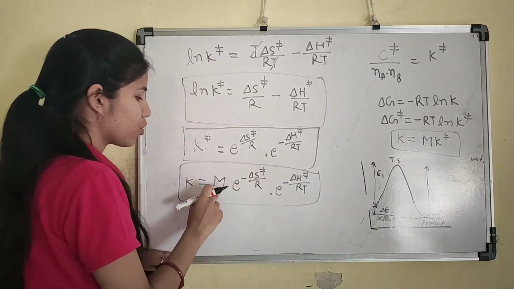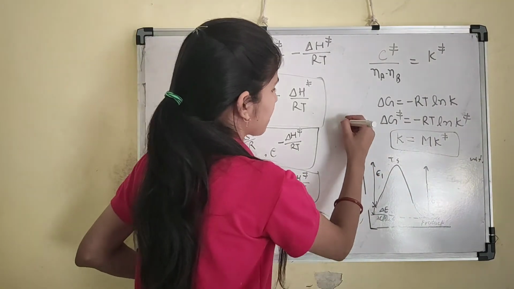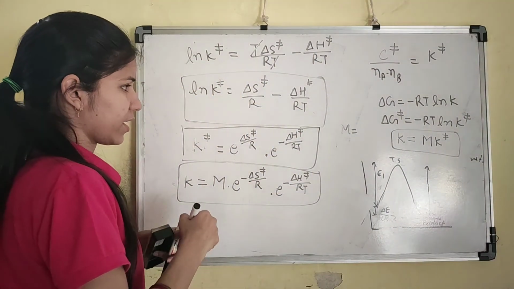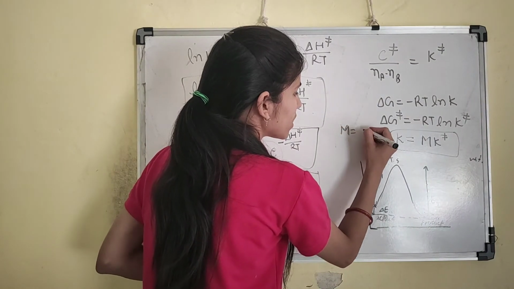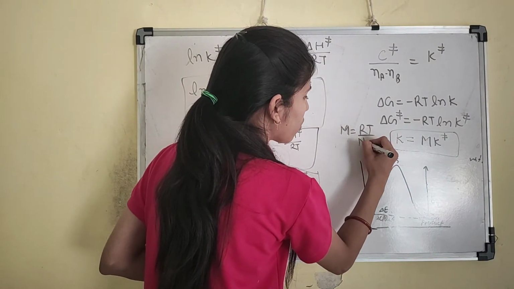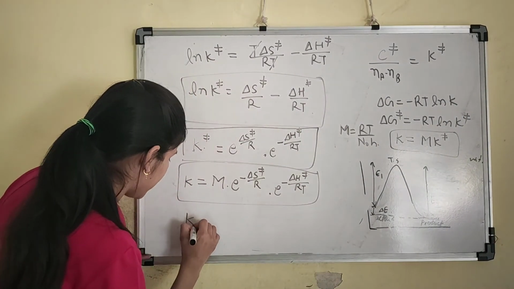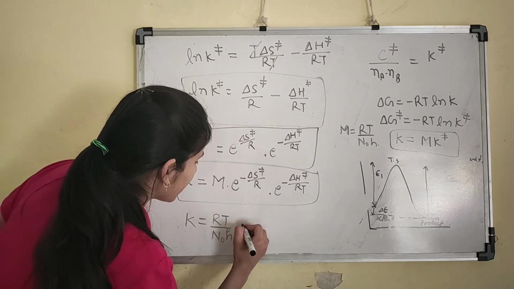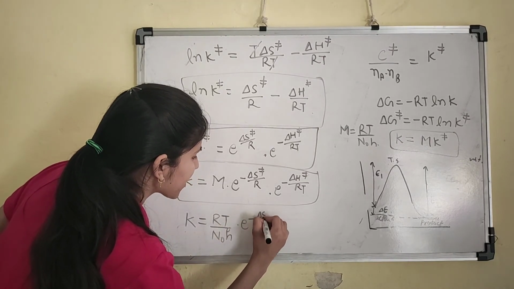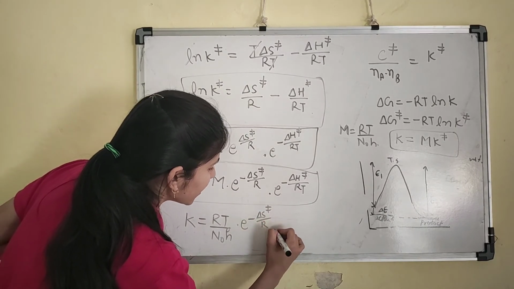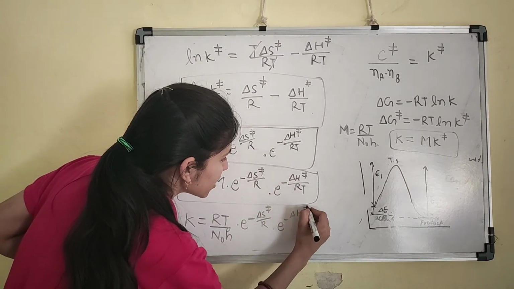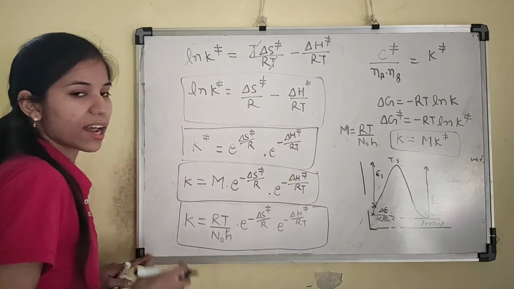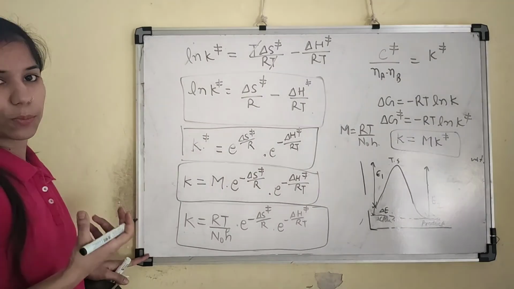Now put the value of M, which is RT divided by N naught H. So the equation becomes K is equal to RT divided by N naught H into e raised to the power delta S star by R into e raised to the power minus delta H star divided by RT. So this is the equation for transition state theory, or the activated complex theory.